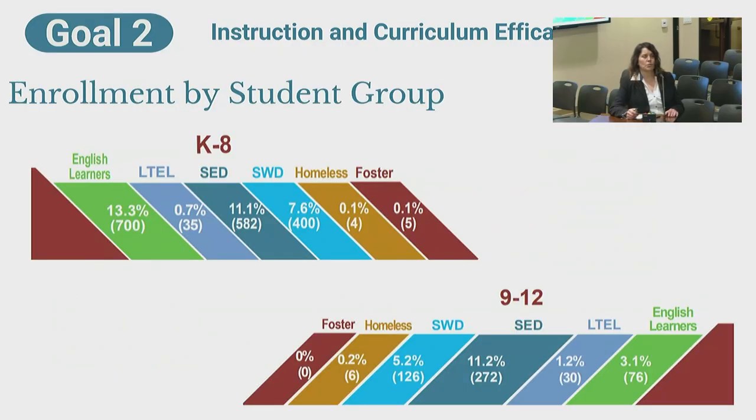At the bottom of Goal 2, it shows enrollment by student group. Goal 1 showed enrollment by ethnicity, and then this is by our subgroups. Again, grade span K-8 and then 9-12.